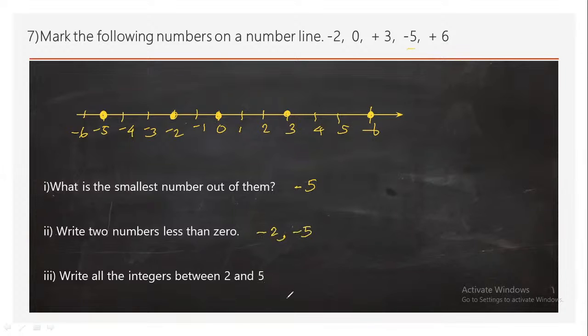Write all the integers between 2 and 5. 2 here and 5 here. Only 3 and 4. Write all the integers. Right? We have learned there are two kinds of integers: negative integers, which means negative numbers, and positive integers, positive numbers. Then between 2 and 5, you can easily see 3 and 4.